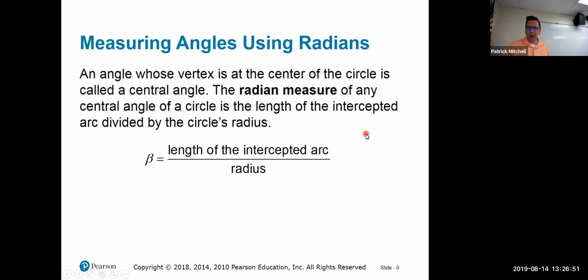So one of my goals in this course and in pre-calc especially is to try to get you to think in radians, all right, and not always have to go back to degrees.